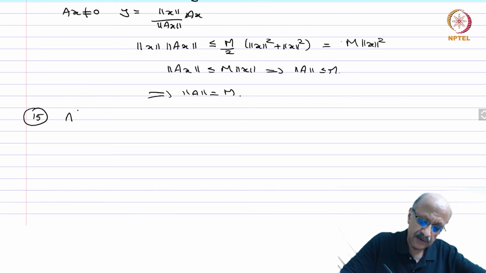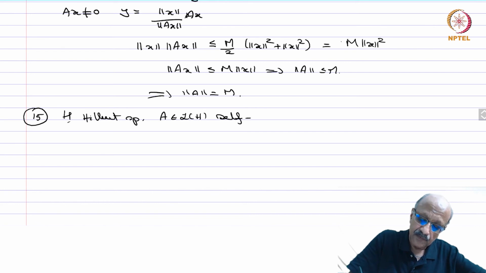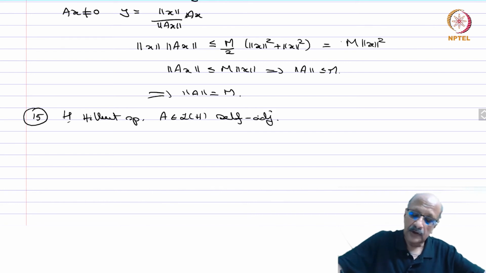H, Hilbert space, A in L(H) self-adjoint. So we already know that the spectrum is contained in the real line. Now we are going to give some more precise information.